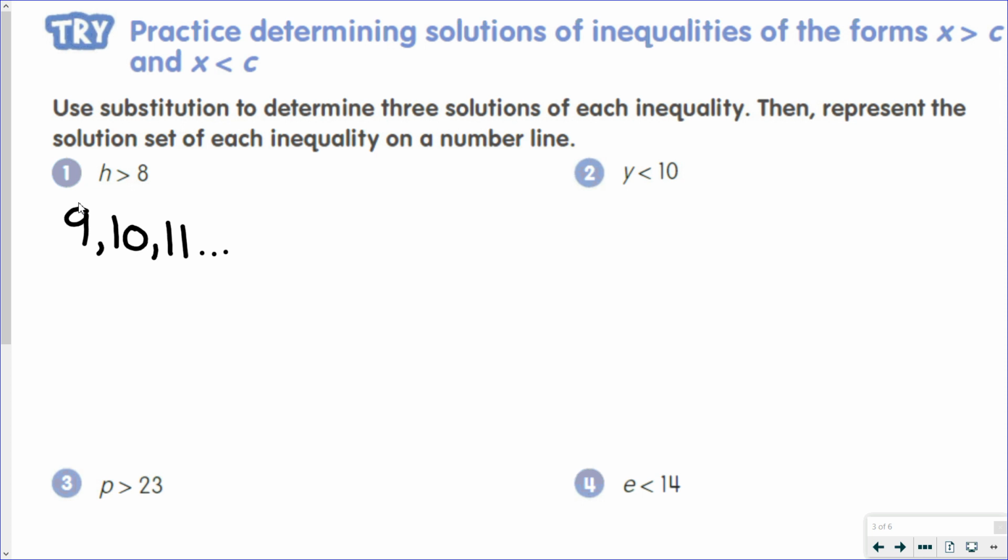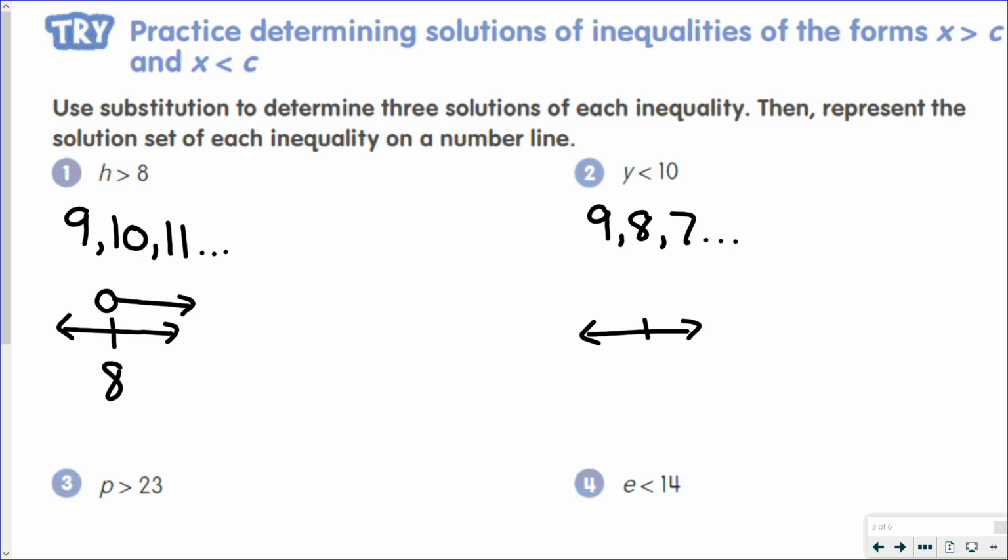Okay. So then we have to represent this inequality on a number line. So we're going to draw our line. We put 8 on it. We do an open circle, and we go to the right. So for number 2, y is less than 10. So again, we can use 9, 8, 7, anything that is 9 or less. And then we draw our line. We put 10 on it. We do an open circle, and our arrow goes to the left.